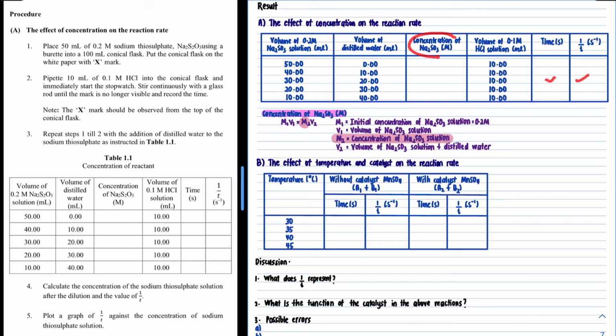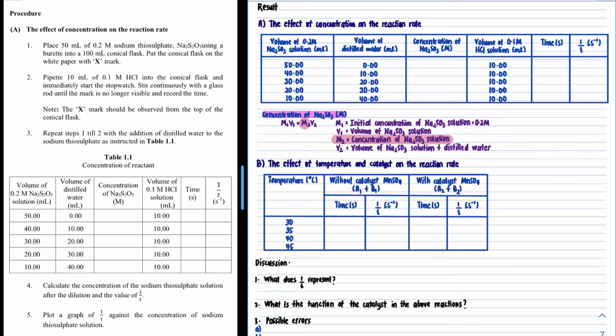How about the concentration? The concentration can be found out using the formula M1V1 equals M2V2. This is a formula of dilution, where what happened here is we're going to dilute the 0.2 molar of our sodium thiosulfate, because as you can see, here we have different values of the Na2S2O3 and different values of water. So what happened here is we're going to dilute the solution. So how are we going to calculate the concentration of Na2S2O3, the diluted solution?